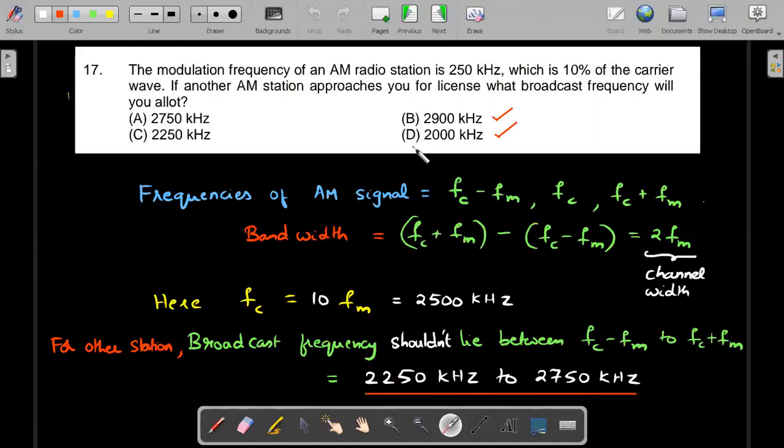If you check these 4 options, these 2 don't lie in the range. But it's the JEE Mains exam, you have to mark only one option. So not only should it not lie in the range, but for the best choice, it should lie as far away from these ends as possible. 2000 is far away on this side, at the 250 number, and on this side 2900 is much closer. So the best choice out of the 4 would be 2000 kilohertz. That was the difficulty of this particular question.